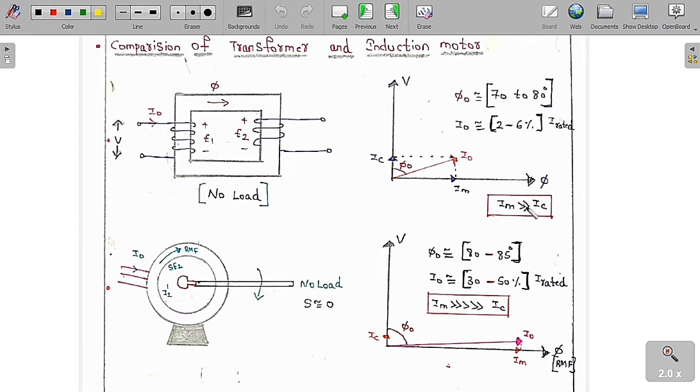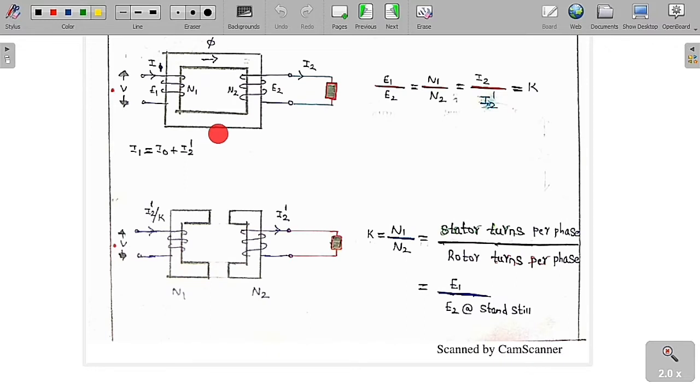So at no load condition we can say that the power factor angle of the induction motor is very high when compared to the transformer. So the power factor of the induction motor is very low when compared to the transformer, and the no load current is also very high, which is 30 to 50% of the rated current of the induction motor, and Im is also very high when compared to Im of the transformer. So this is the way you need to compare the no load condition of the transformer and the induction motor. Now we will analyze some more important things.